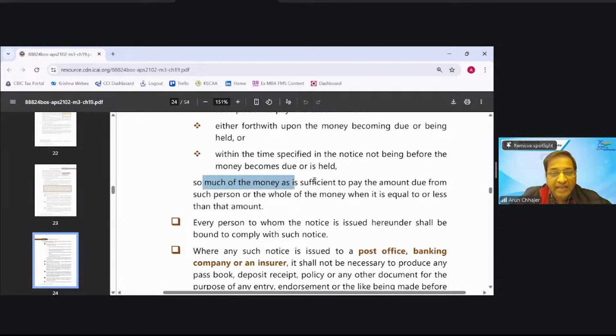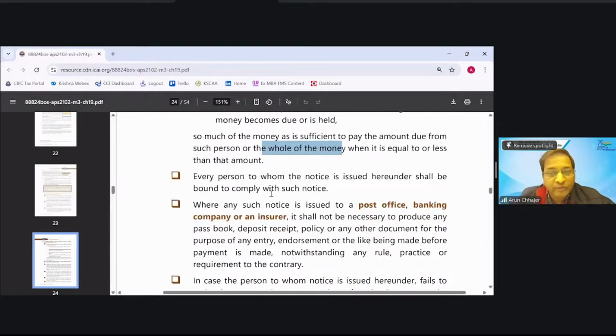So such money as is sufficient to pay the amount due from the person, or the whole of the money, when it is equal or less than that amount. मतलब 1 लाख रुपए था और मान लो डेटर्स 1,30,000 का है तो ओनली 1 लाख विल बी रिकवर्ड, और डेटर्स मान लो 90,000 का, द होल मनी विल बी रिकवर्ड.